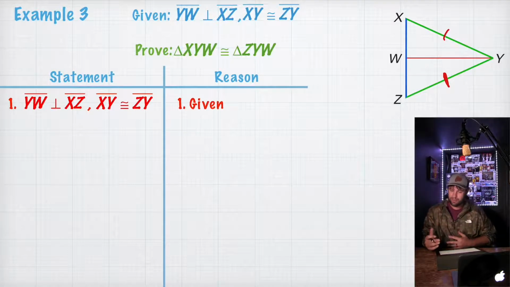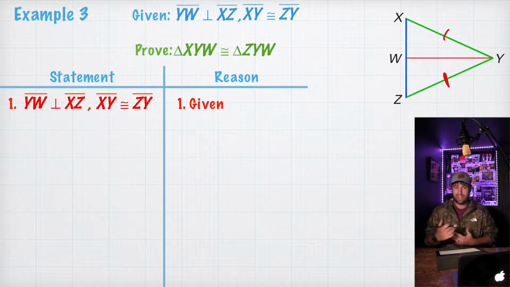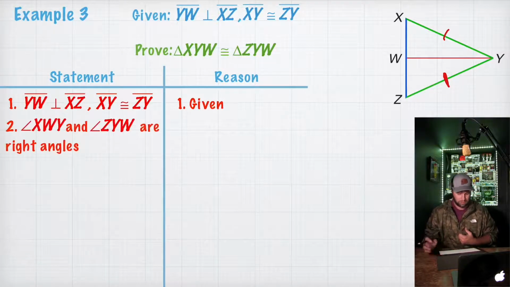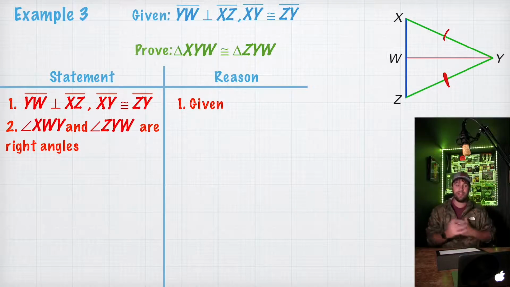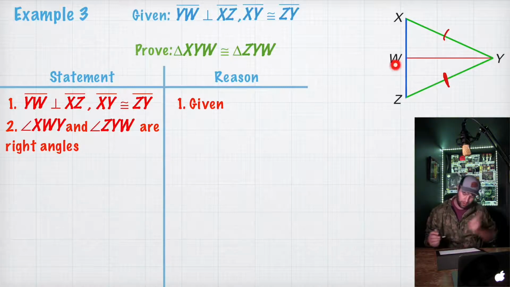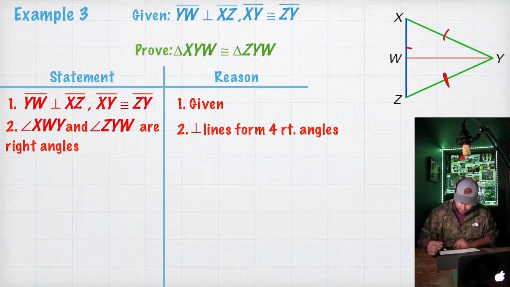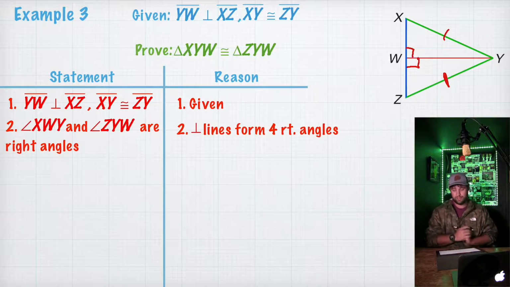Now, I want to label that they form a right angle, but first we have to state that since they're perpendicular, they form right angles. So let's go ahead and say that angle XWY and angle ZWY are right angles. And the reason we know that is because perpendicular lines form four right angles. We learned that earlier on in the book, that when two lines intersect and are perpendicular, they form four right angles. Well, we only really care about two of those right angles, but I'm going to go ahead and label them. So we have two right angles there.